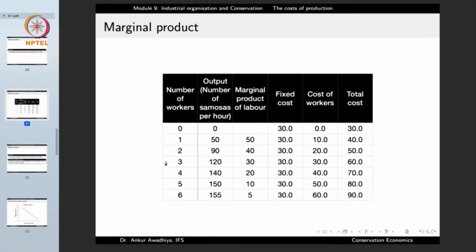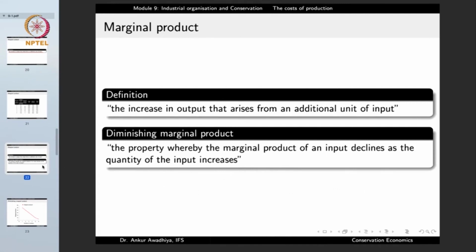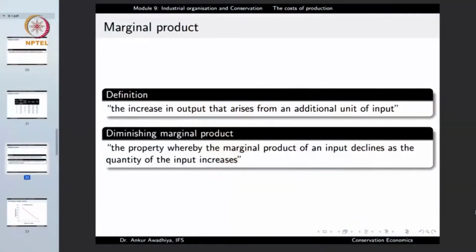So with each additional worker, there is a change in the output. Marginal product asks how much this change is. Marginal product is the increase in output that arises from an additional unit of input. This input can be anything: the workers that are employed, raw materials, the number of machines installed in the factory, and so on. But for any input, when we increase it by one unit, the net increase in the output is what marginal product is asking.